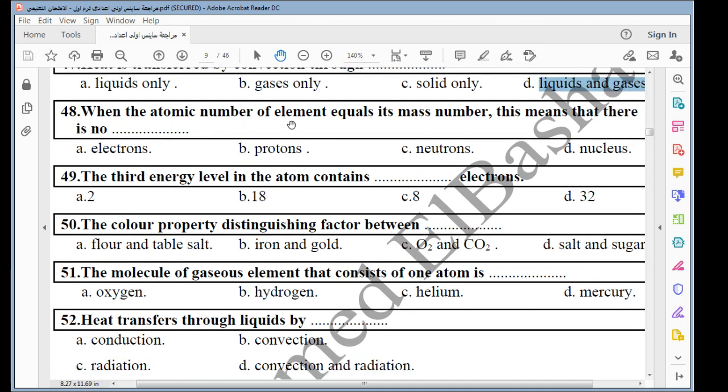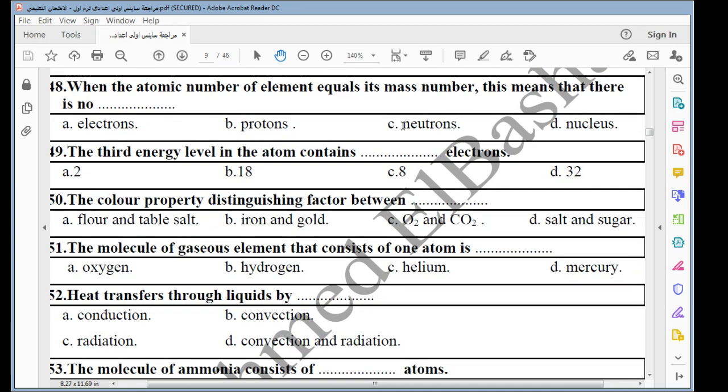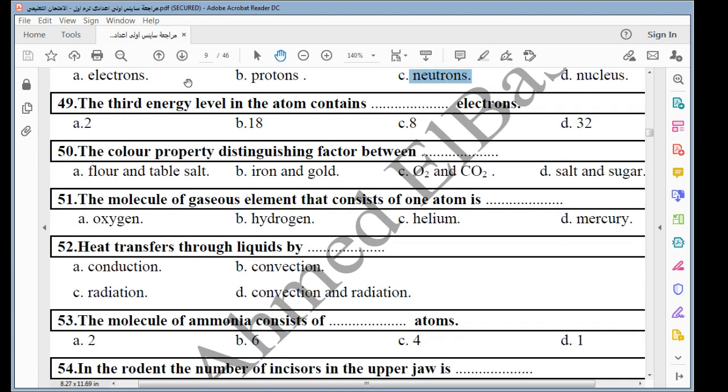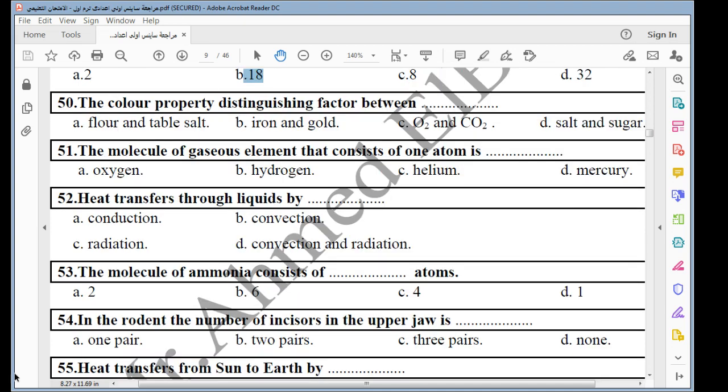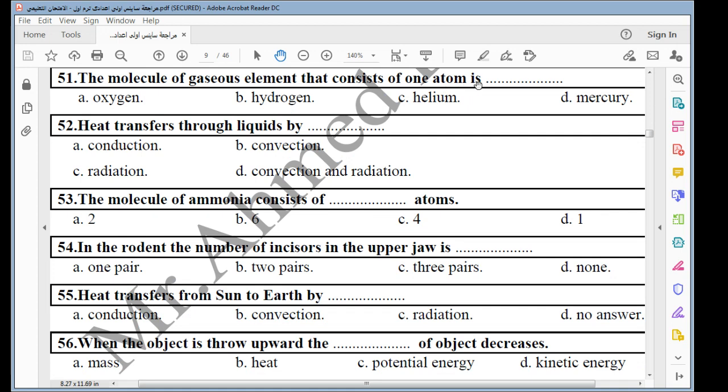48 when the atomic number of element equals its mass number this means that there is no ايه. تمام there is no neutron. تمام. number C. number 49 the third energy level in the atom contains. قلناها قبل كده. طبعا ايه. 50 the color probability distinguishing factor between. the color probability قلناها برضه قبل كده تمام iron and gold. 51 the molecule of gaseous element that consists of one atom is. تمام helium.